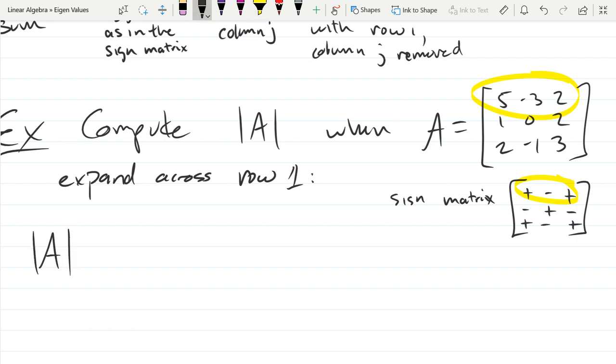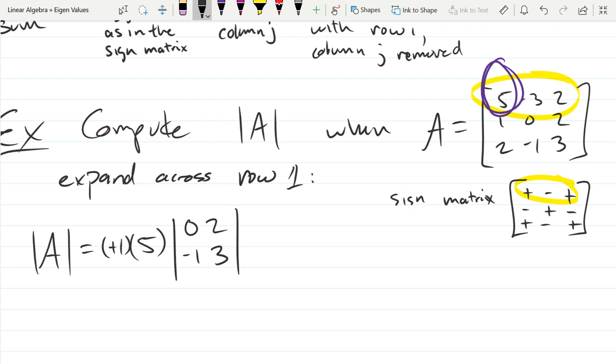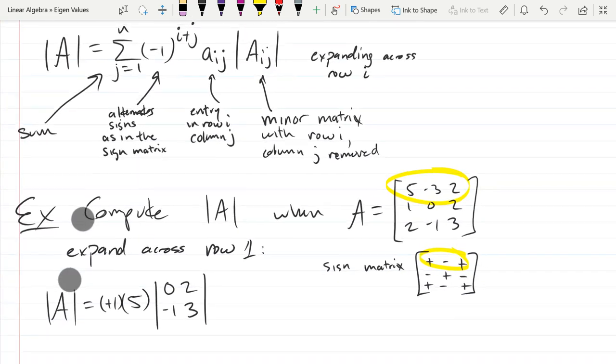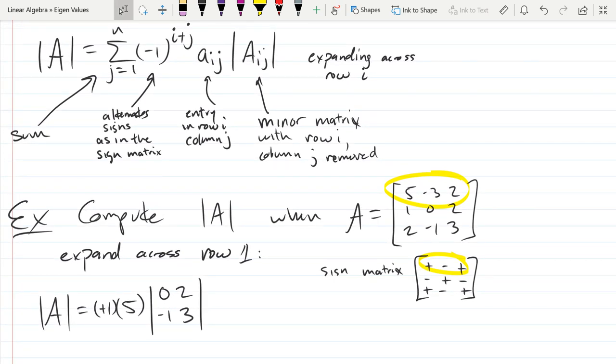All right, determinant of A equals, so it's going to be a sum. The first sign is positive, so it's going to be a positive 1 times, right now we are looking at the first entry in row 1, the 5. Now I want to take the minor that has row 1, column 1 removed: the determinant of the minor 0, 2, negative 1, 3. I took out the row and column that the 5 is in, so we're left with that bottom right matrix there. That's our first term in the sum, which corresponds to j equals 1 in the summation.